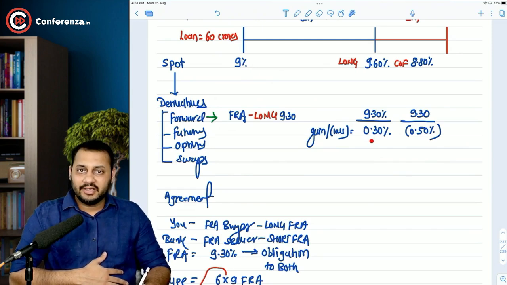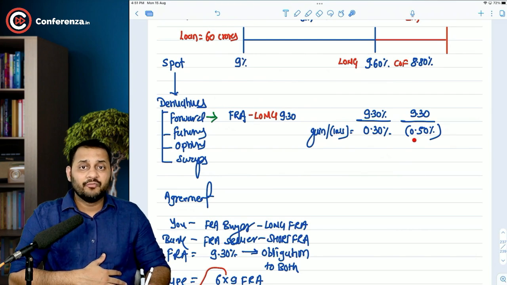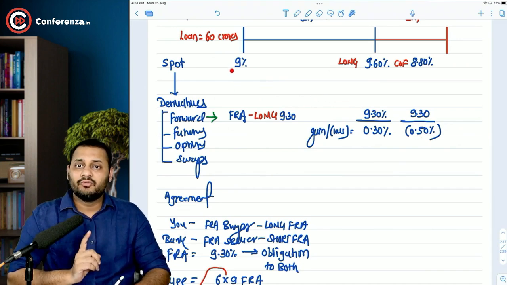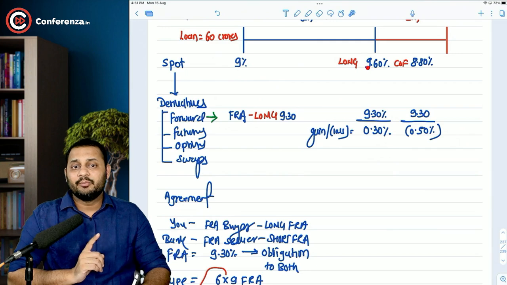0.30% is a gain to you, 0.50% is a loss to you. Whosoever is bearing the loss will have to pay it to the bank. So the bank will pay you in this case, and you will pay the bank in this case. Now one thing that you should understand is that 9% when quoted was a per annum rate.